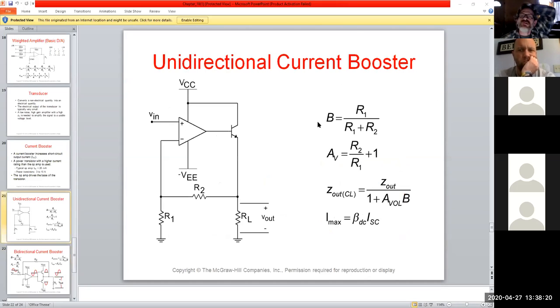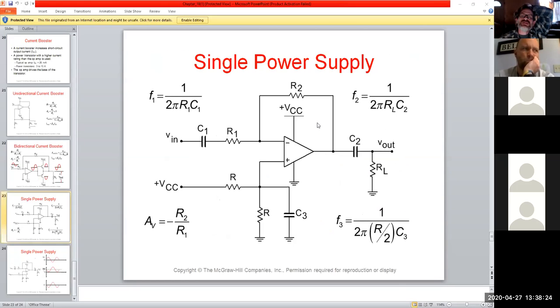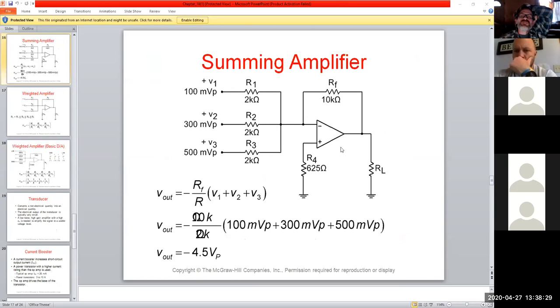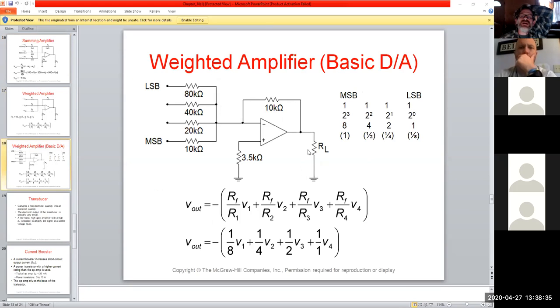So we might play with current boosters a little bit in the lab. I haven't totally decided. I know for sure we will be doing the summing amplifiers. That's a very widely used one. We might take a look at the D to A weighteds.